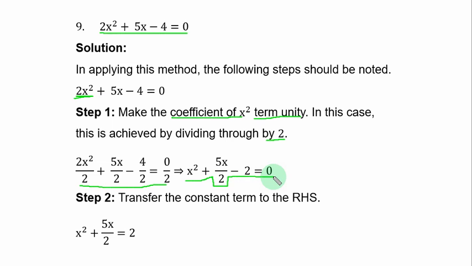Step 2, transfer the constant term to the right hand side. This is the constant term, the term without s. So if you transfer minus 2 to the right hand side where 0 is, it becomes plus 2. So we have s squared plus 5s over 2 equal to 2. So this is step 1 and step 2. Let's proceed to other steps.